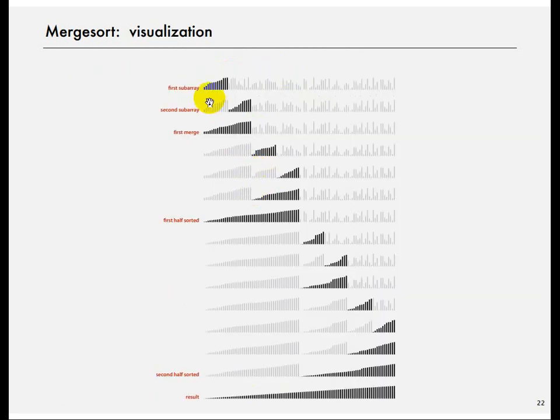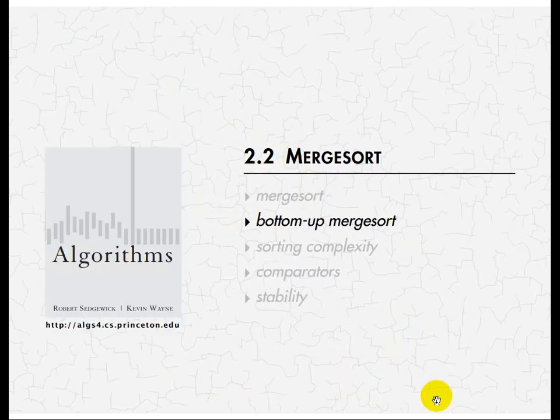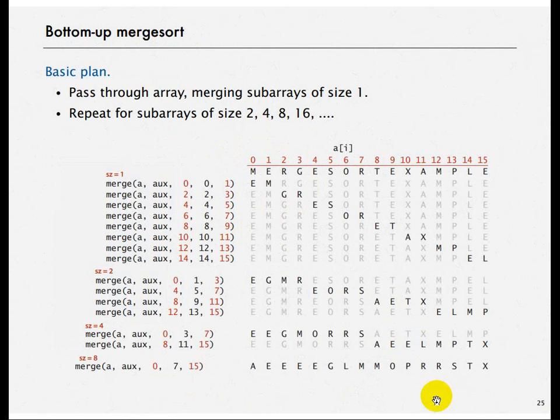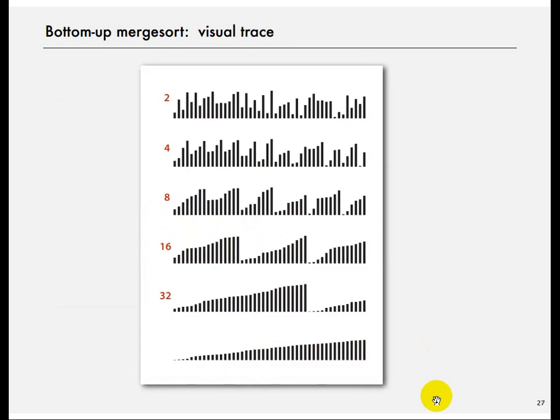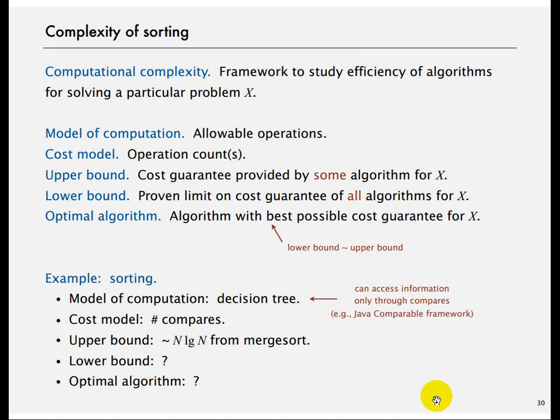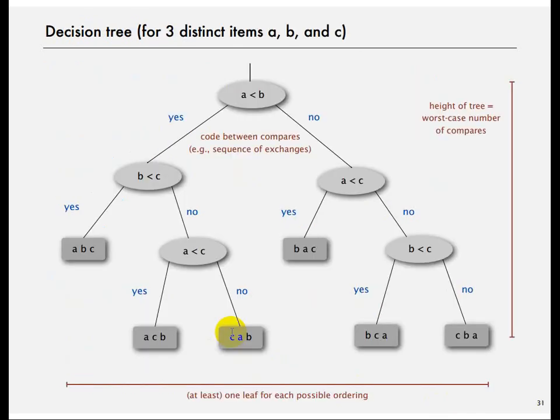And how does merge sort run? This is a visualization of that. You start with the first subarray, second subarray, you sort these two, then you merge, then you take the next one, you sort these parts, then you merge, and you kind of do this. So you finish the left, and then you do the right, and then you merge. Okay, bottom up merge sort: the basic idea is you pass through the array merging elements of size 1. I'm going to skip that, but I think you'll be able to figure that out. So that's bottom up merge sort. Sorting complexity: we spoke about that. It's n log n in this case.